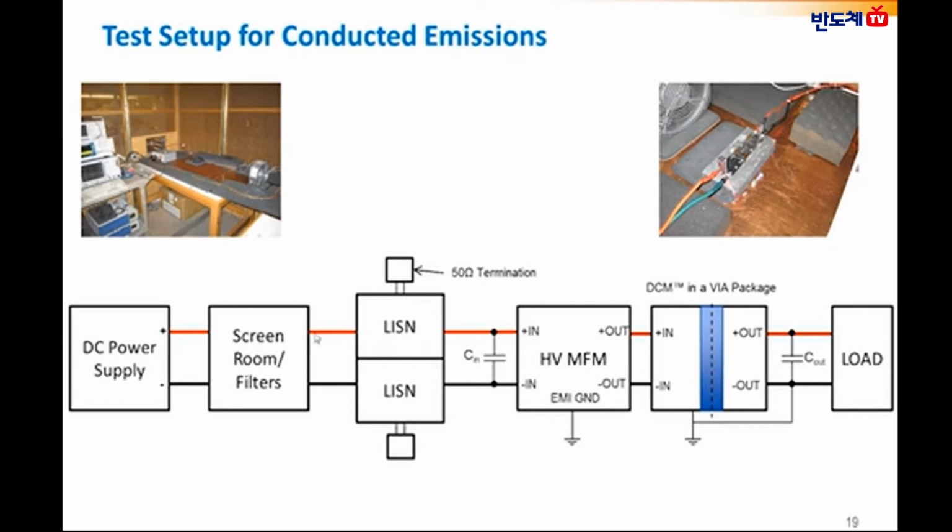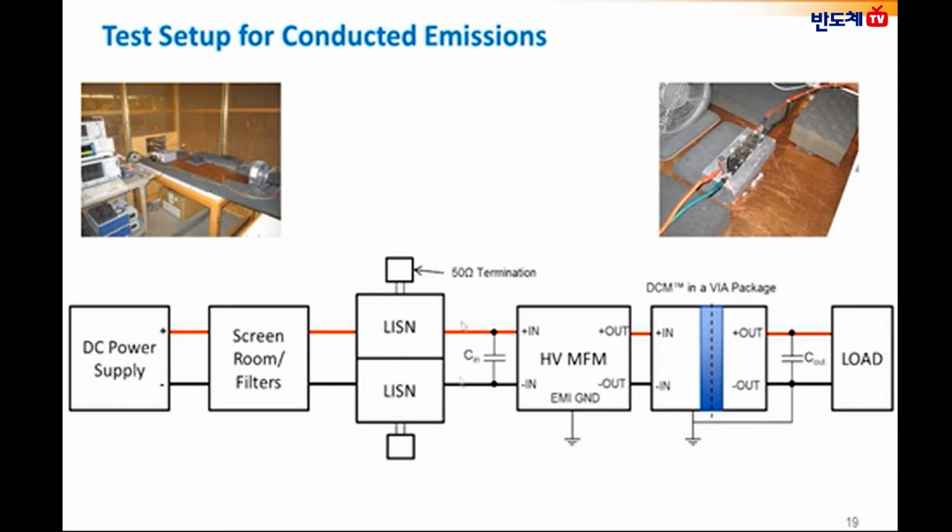The typical requirement for military standard LISN impedance is 50 ohms, and the outputs of the LISNs are then connected to the equipment under test, which in this case is the HV-MFM and the DCM in a VIA package.